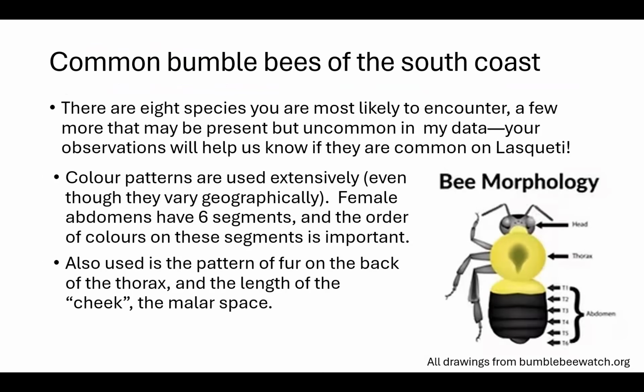What we usually do in identifying bees is we look at their color patterns, at least for bumblebees. Even though those color patterns vary geographically, I'll tell you what the color patterns are that you're likely to see here. Female abdomens have 6 segments, and the order of colors on these segments is important. And so that will make it important when you're photographing them to try to capture the abdomen. Also used is the pattern of fur on the back of the thorax, which is that middle segment after the head and between the head and the abdomen, and the length of the cheek. So do they have a long face or a short face?